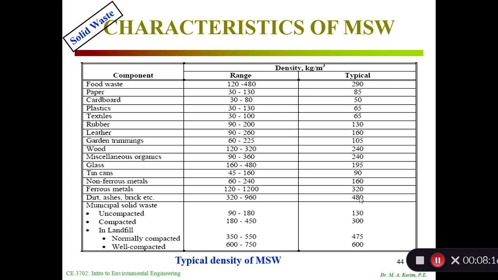So these are the densities. This table shows the density of typical waste, similar to the waste in the other table that showed the moisture content. Here are the ranges and here are the typical values. These values are in kg per meter cube. This is the density of each component.